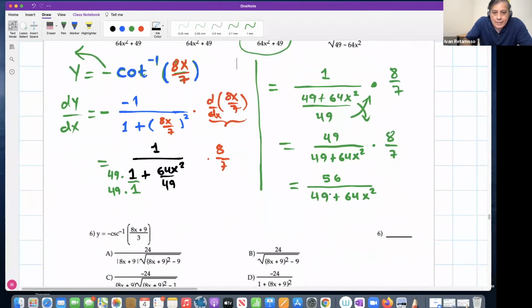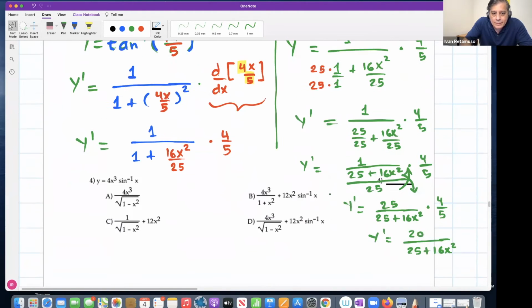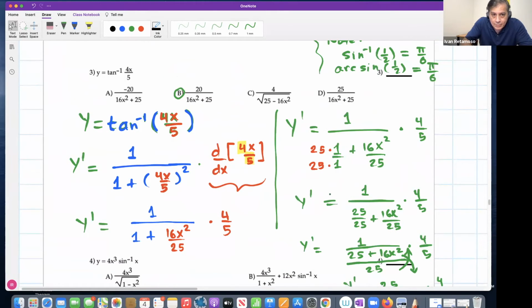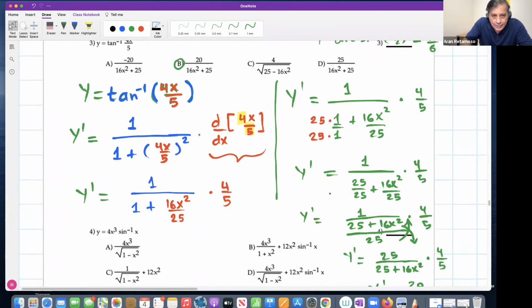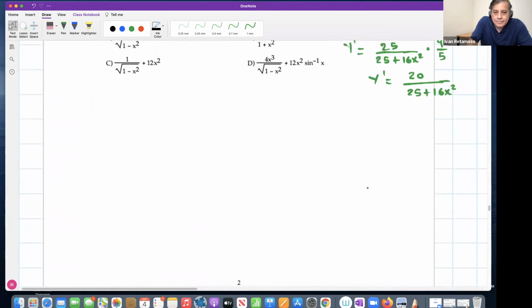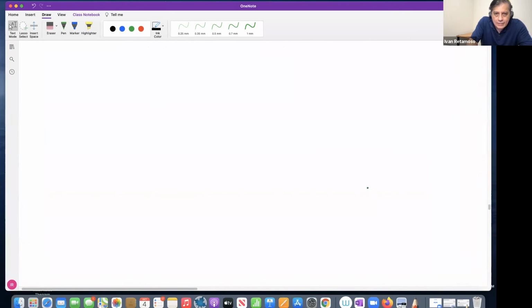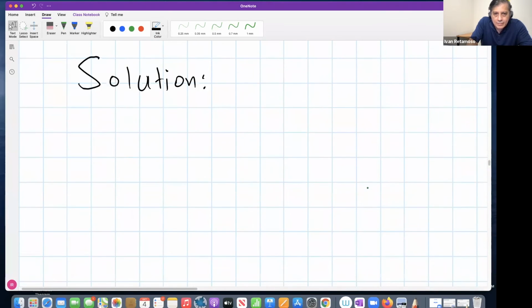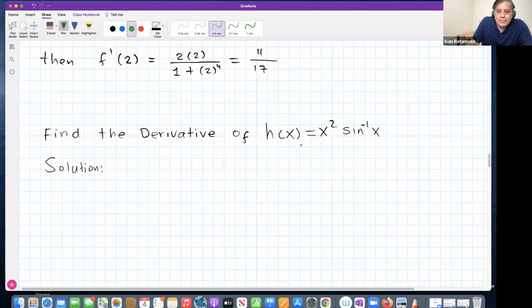So now let me show you what to do when they give you the multiplication of a function times a trigonometric inverse function. Something that will help us with this form, for example. So let's go back to the notes. Example 2. Suppose they give you this function h of x equal x squared times sine inverse of x, and they ask you to figure out its derivative.